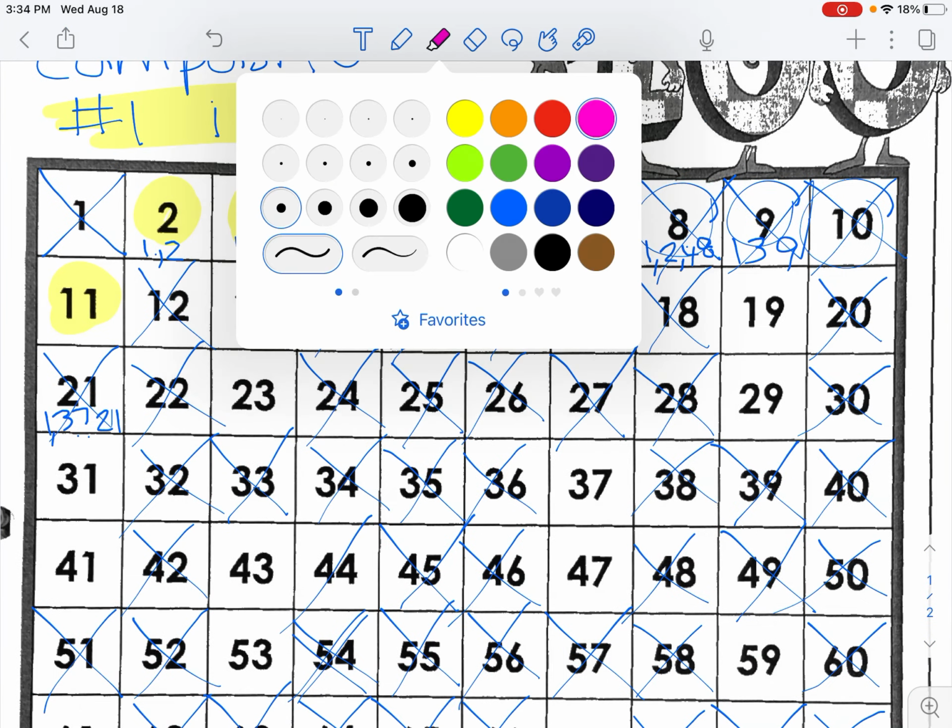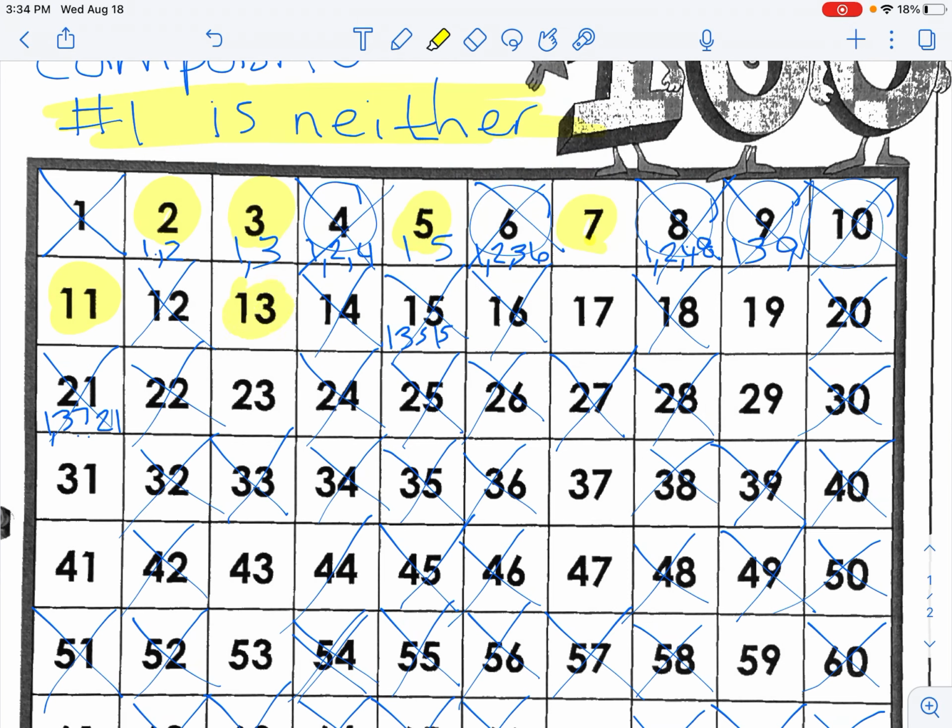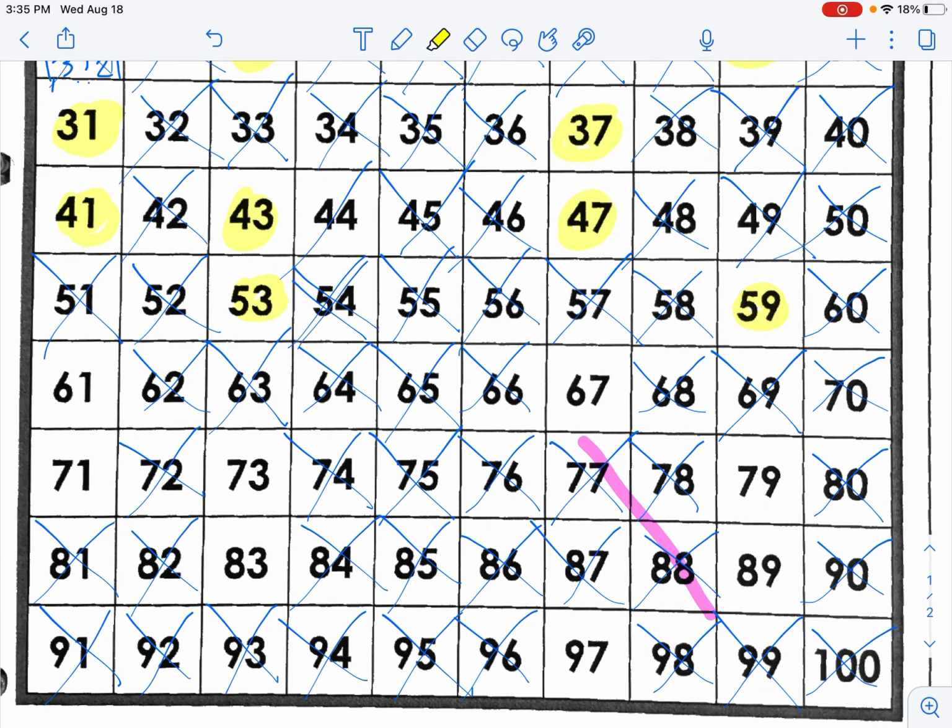So the rest of the prime numbers are 13, 17, and 19. 23 and 29 are prime. They only have 2 factors. 31 and 37, 41, 43 and 47, 53 and 59, 61 and 67, 71, 73, 79, 83, 89, and 97.